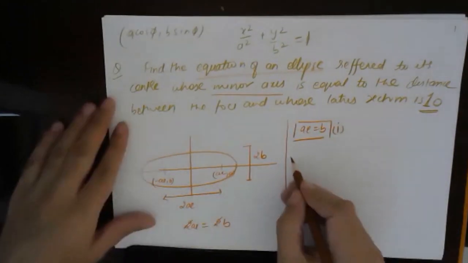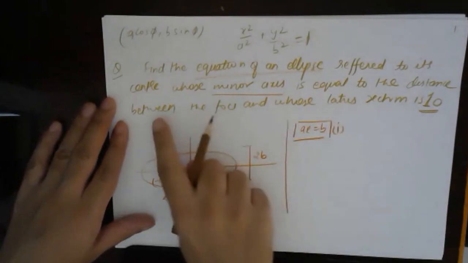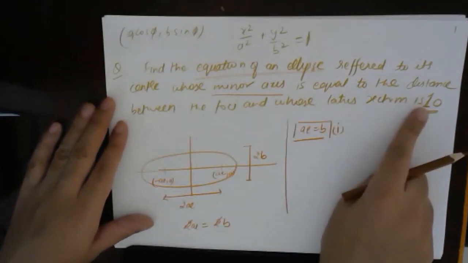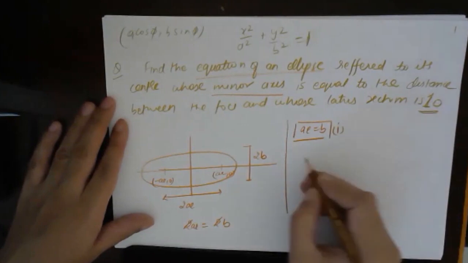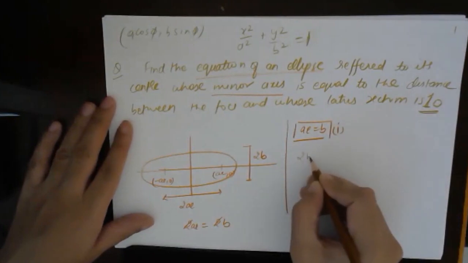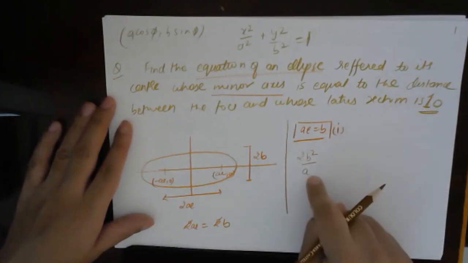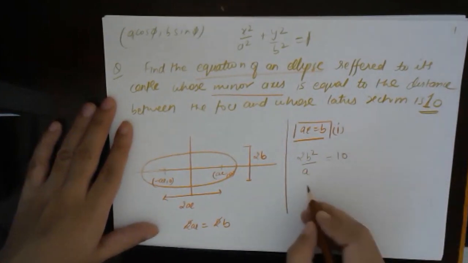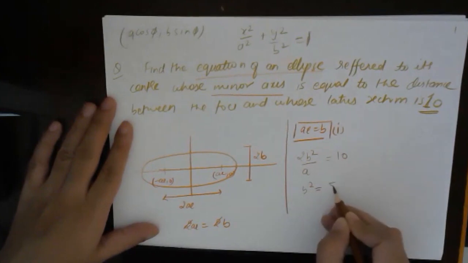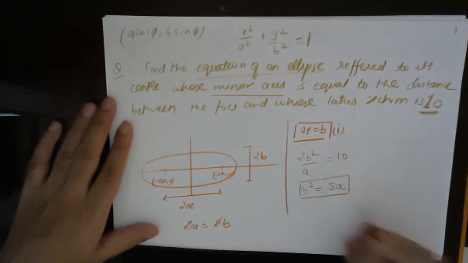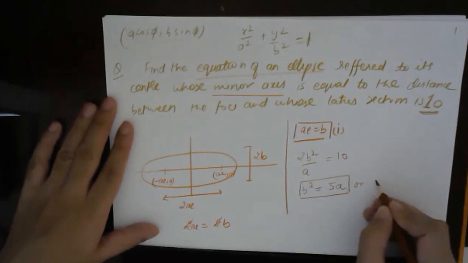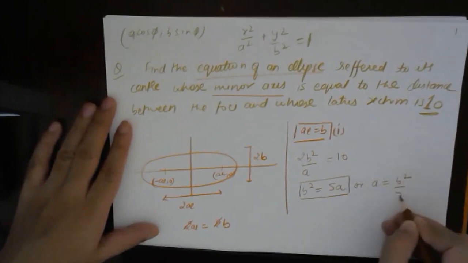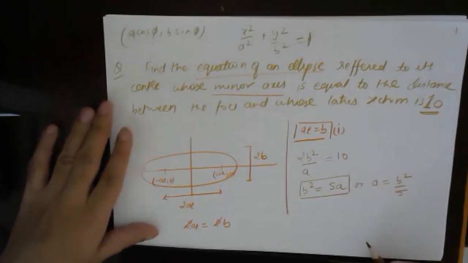Let's look at the next part. Now what they're saying is that the latus rectum is 10. Now what is the latus rectum? The length of the latus rectum is nothing but 2b square by a. The latus rectum is 2b square by a, and this is equal to 10. So that means b square is equal to 5a, or a is equal to b square by 5, right?